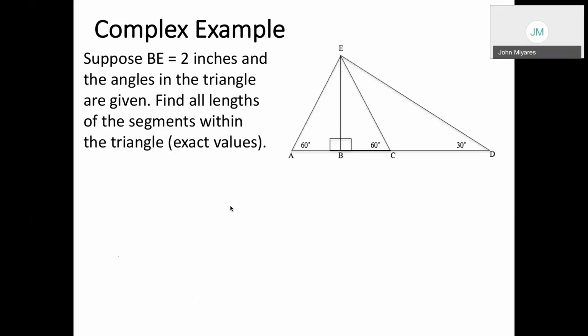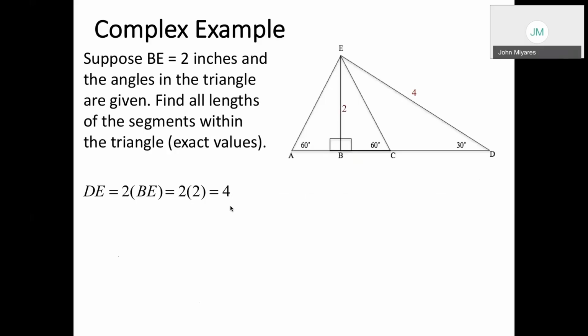Well, we know segment BE has length of 2, so let's label that here. If I look at this diagram carefully, segment DE is going to be the hypotenuse of the 30, 60, 90 triangle labeled DBE. Given that DE has to be double the length of side BE, which means that DE has to have a length of 4, which I can now label here.